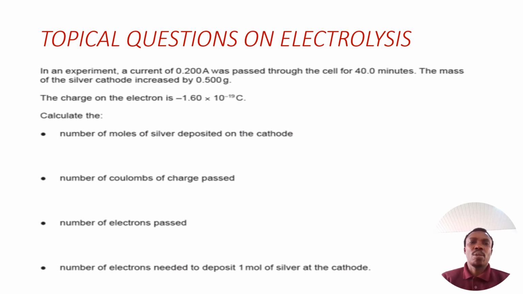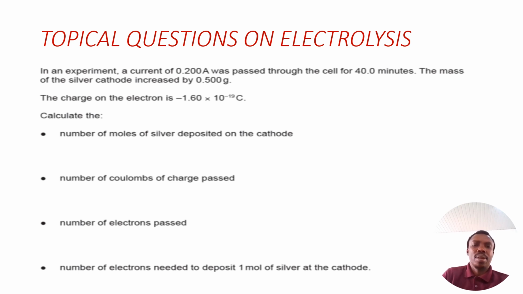This is a typical examination question. The question before us is a little bit detailed, but it's very simple. In an experiment, a current of 0.200 ampere was passed through the cell for 40.0 minutes. The mass of silver cathode increased by 0.500 gram. The charge on the electron is 1.60 times 10 to the power minus 19. You have to calculate the number of moles of silver deposited on the cathode, the number of coulombs of charge passed, the number of electrons passed, and the number of electrons needed to deposit 1 mole of silver at the cathode.